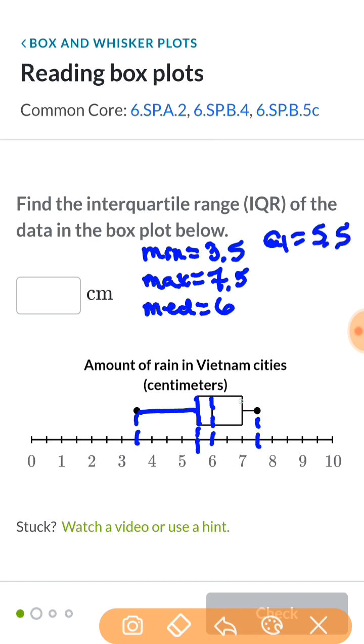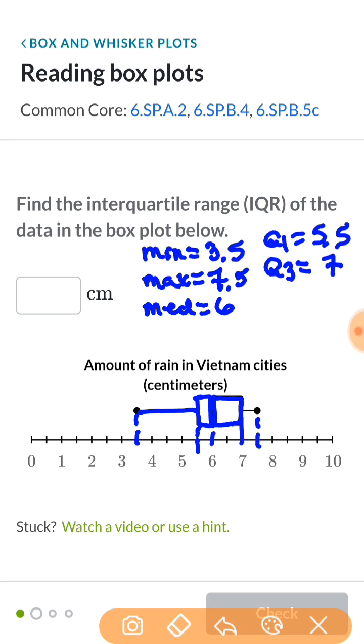And Q3, if you follow that straight down, that goes through at 7 at the end of the third quarter, because here's quarter 2 and here's quarter 3. So at the end of the third quarter, Q3 is 7.